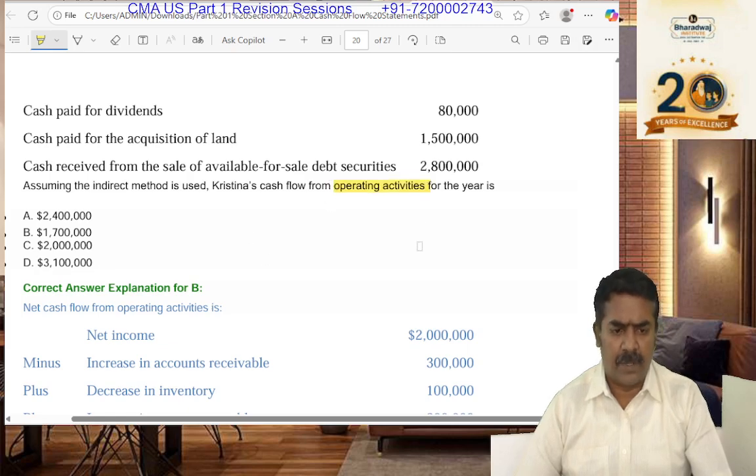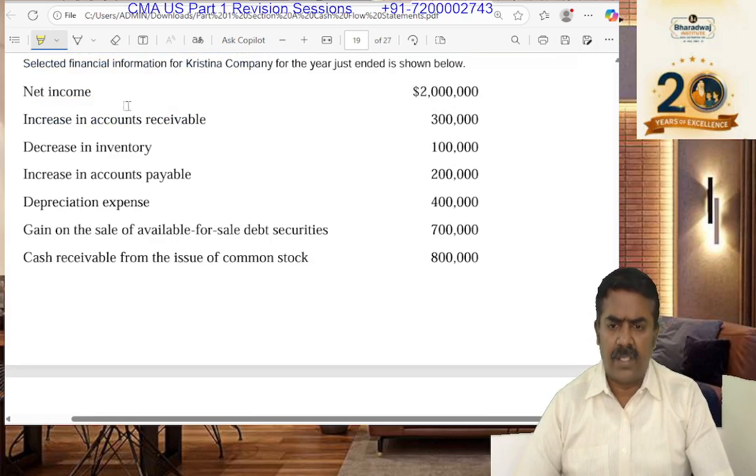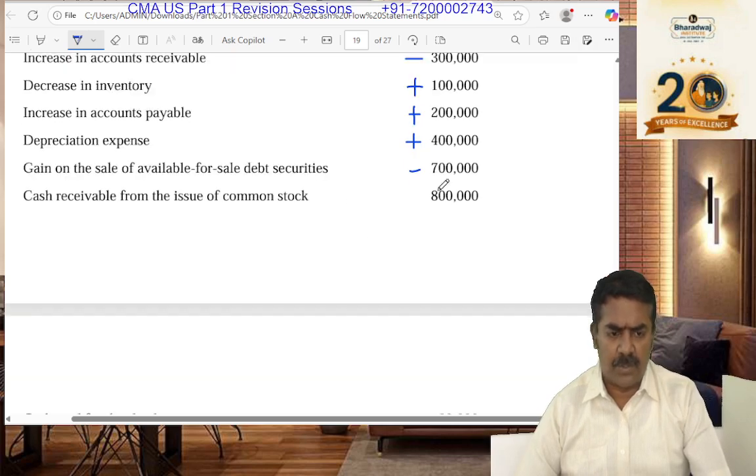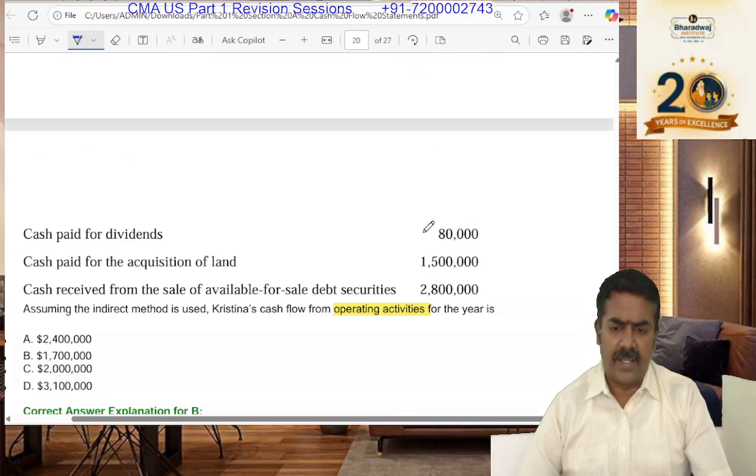Here also they ask you operating activity. What is the net income they have given? 2 million. Increase in accounts receivable, what will you do? Increase in current asset, we will minus. Decrease in current asset, you will add. Increase in accounts payable, current liability increases, money comes in. Depreciation expense, we will add. Gain on sale of available for sale securities, how much? Minus. Cash received from issue of common stock is not an operating activity.